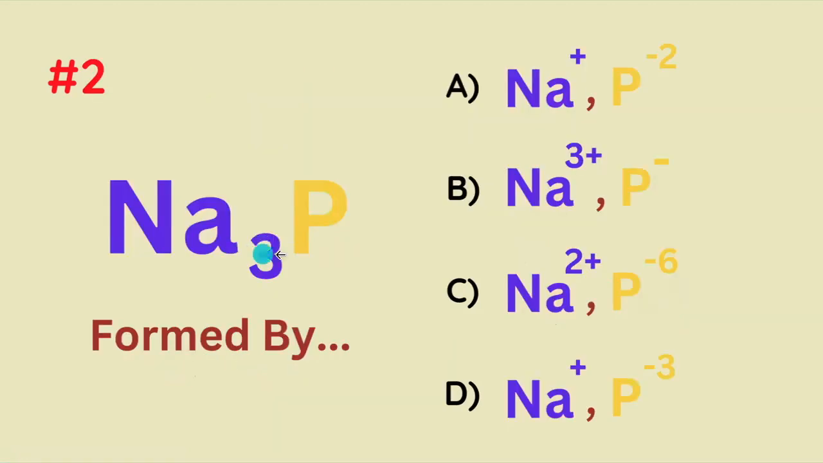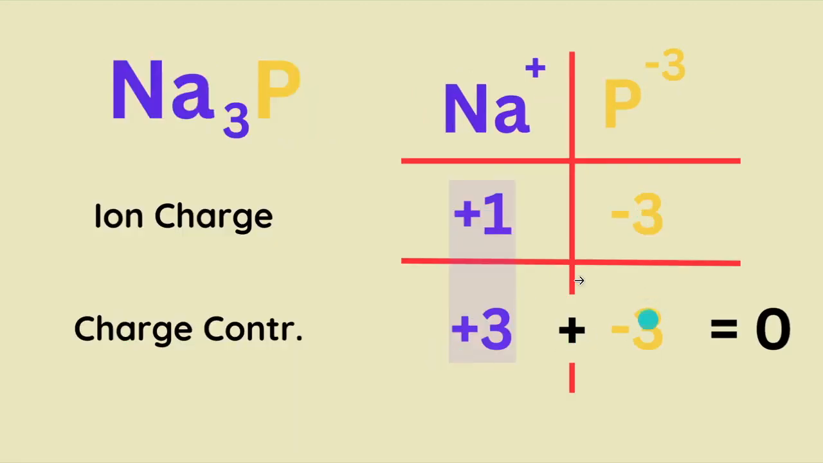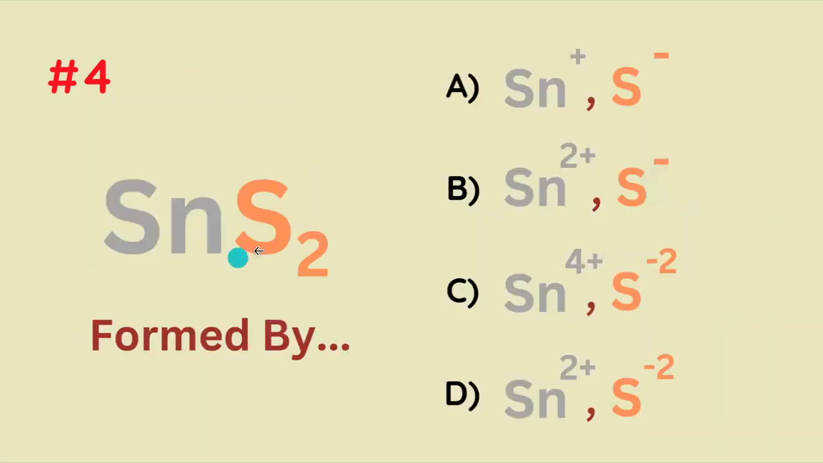Na3P is formed by which pair of ions? We know that C is not the right answer because any ion cannot have a -6 charge. The correct answer is Na+ and P3-. So the overall contribution of charge is +3 and -3, and they have to be equal and opposite to add up to 0. So there has to be 3 of the Na's, and so you divide this by 3 and you get +1. Whereas P, it's 3 groups shy of becoming a noble gas, so it gains 3 electrons. It's a -3 charge.